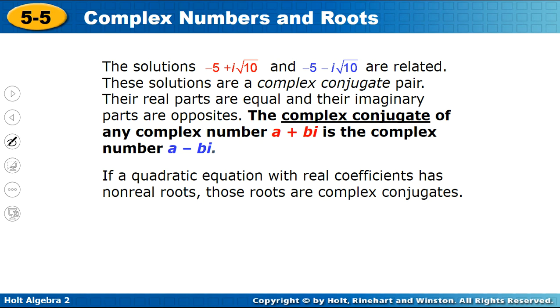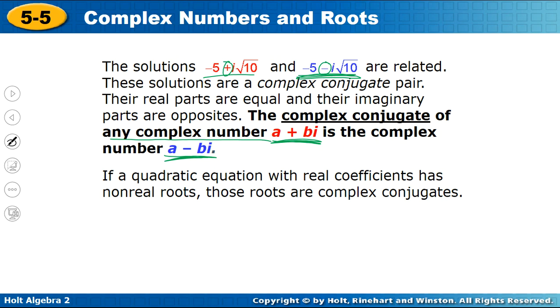So a complex conjugate, here's an example of it. Negative 5 plus i square root of 10, its complex conjugate is negative 5 minus i square root of 10. Or basically, all you do is change the plus to a minus. Okay? That's what a complex conjugate is. You can see here, the complex conjugate of any complex number, a plus bi, is the complex number a minus bi. So again, all essentially is happening is we're changing the plus to a minus.